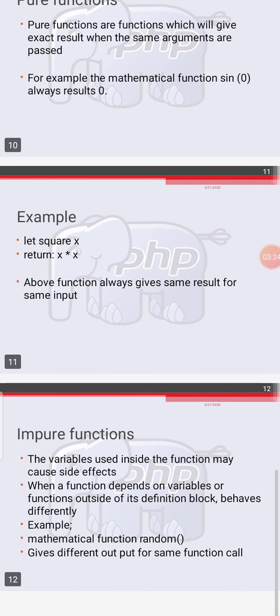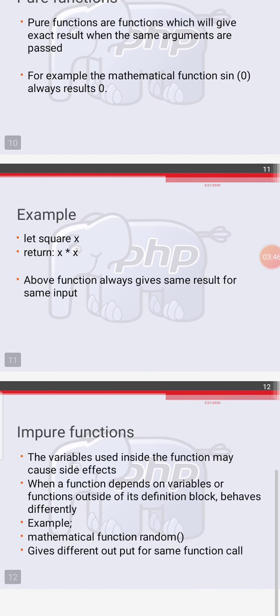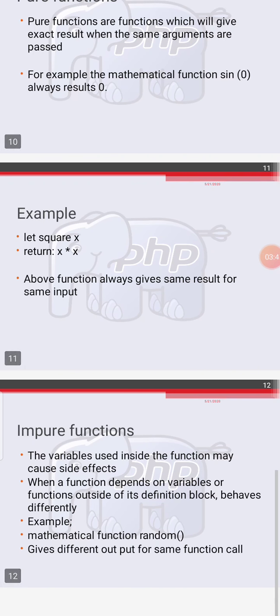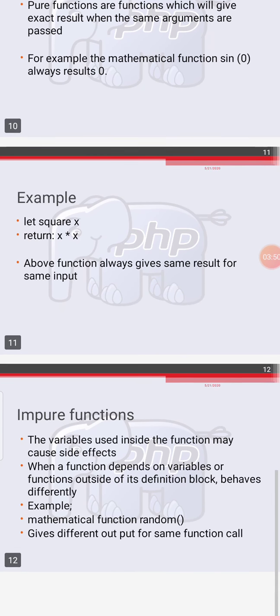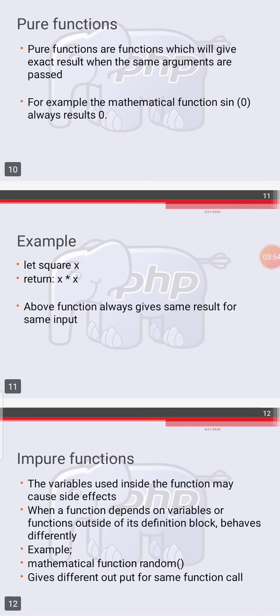One more example discussed is the square of the x value. When you pass any constant value for x, like 3, it will always give 9. It won't give a different answer when you execute it at a different time. When you execute it more than once with the same argument and it displays the same result, it is called a pure function.